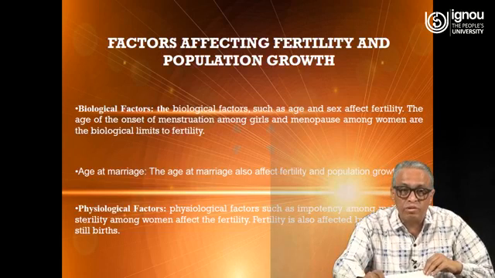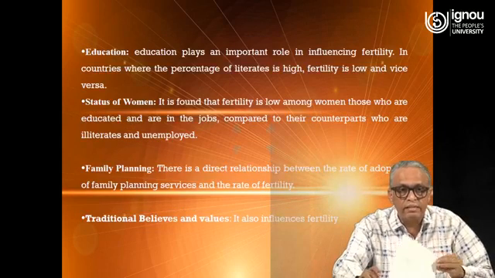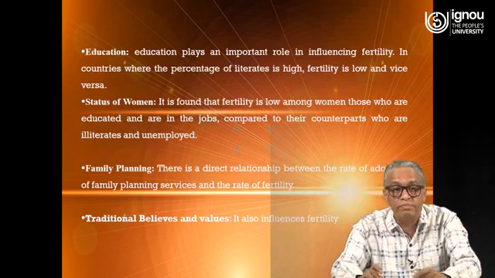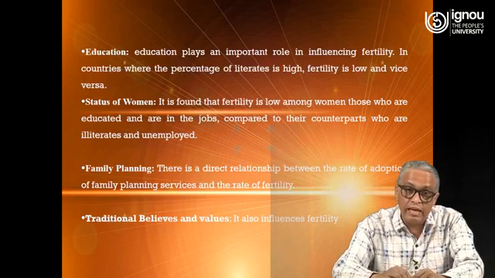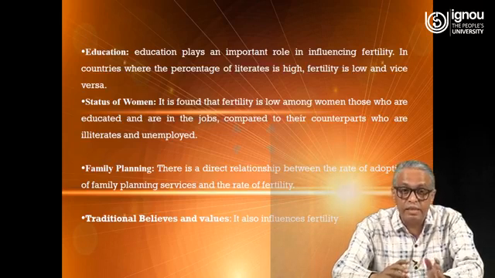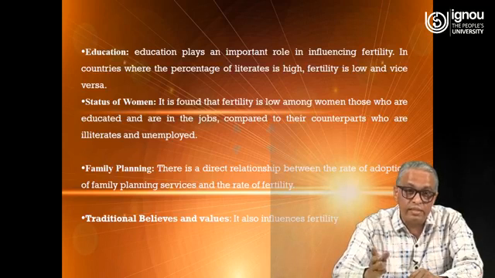Among the factors, the physiological factor is also there. Then education plays a very important role. Education in general, and women's education in particular, has played a very important role in population control. Why does Kerala have less fertility, less maternal mortality, less infant mortality? Because of women's literacy. The women's literacy rate is over 90%.